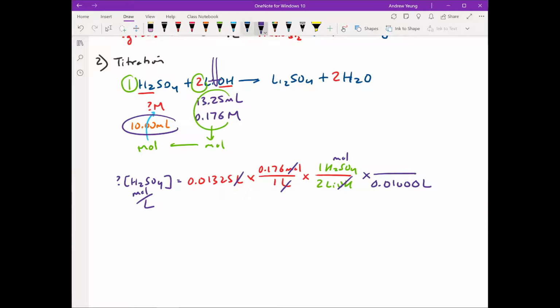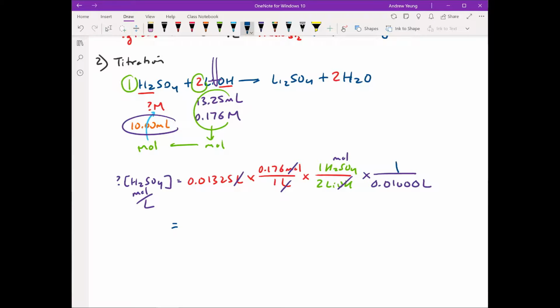You might be wondering, what goes on top here? Let's just put a 1 there. That last part just means divide by 10 milliliters. So I'm going to punch this in here, 0.01325 times 0.176. We're going to divide by 2, divide by 0.01, and that leaves me a concentration. We'll keep our precision here.